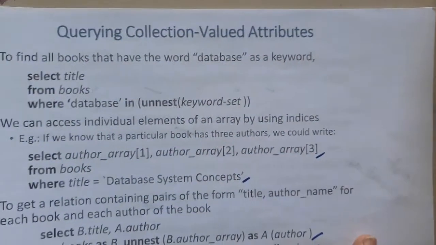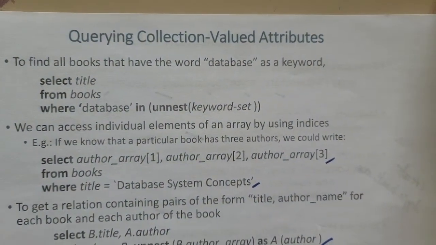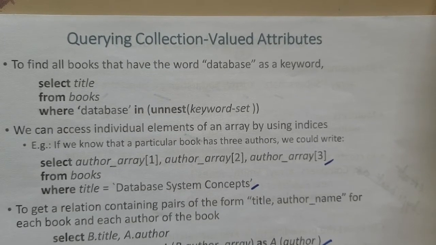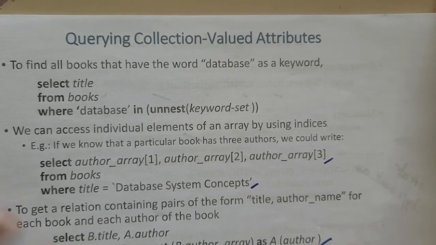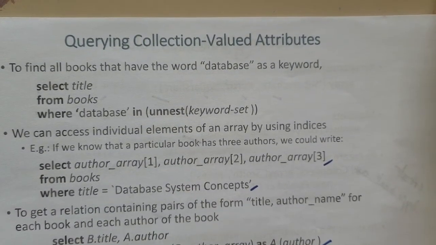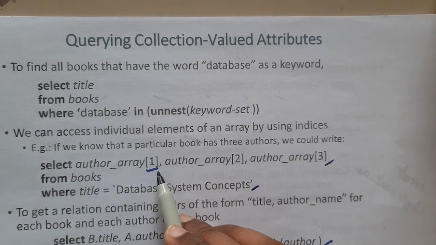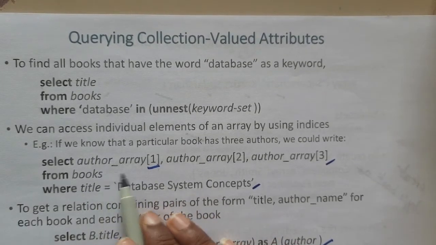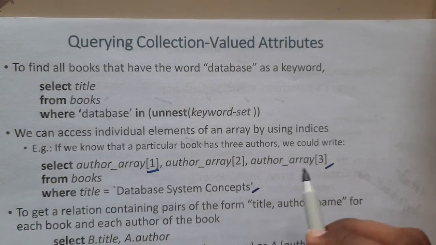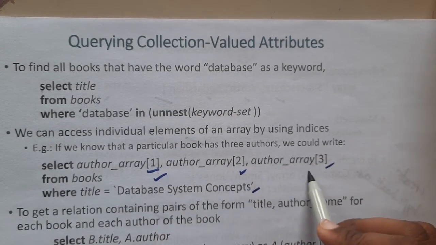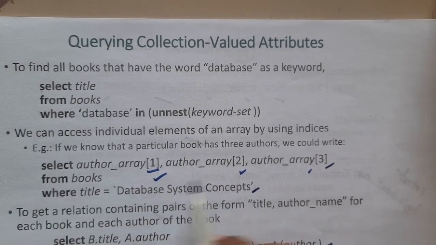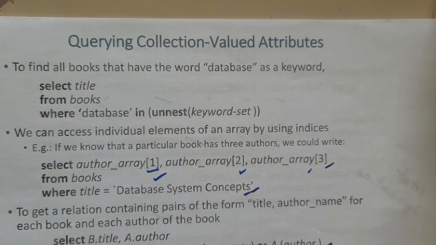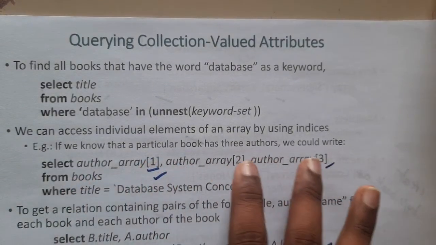Somehow we managed to enter them successfully. Now you might be having a doubt: how can you collect them, or get them out of the tables? There is a small thing that you will be using. You will be using the indexes, guys, same as a normal array in any programming language. Select author underscore array 1, author underscore array 2, author underscore array 3. So the first three values in the author array will be taken where the title is database system concepts. Based on this book, the first three author names will be printed.